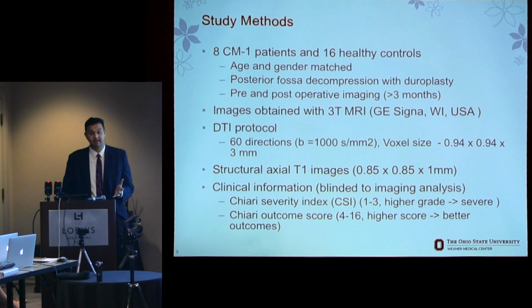We did a preoperative imaging and a postoperative imaging somewhere between 3 to 6 months. The images were obtained with a 3T scanner. There was a structural T1 and a DTI scan. The DTI scan had 60 directions, and the voxel size was anisotropic. It's 1 millimeter by 1 by 3 millimeter. This is something that we'll discuss towards the end. And the clinical information was assessed in a blinded fashion, and we looked at 2 metrics, the Chiari Severity Index, where a higher score between 1 and 3 means more severe Chiari symptoms, and a Chiari outcome score between 4 to 16, where a higher score means a better outcome afterwards.